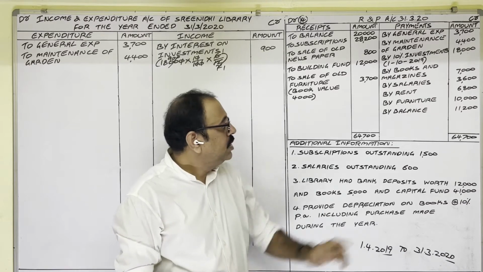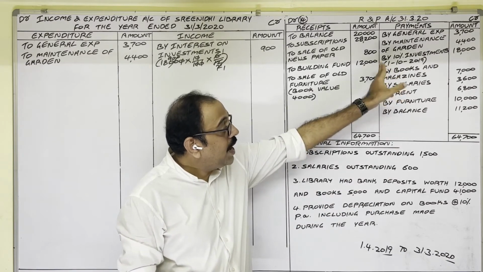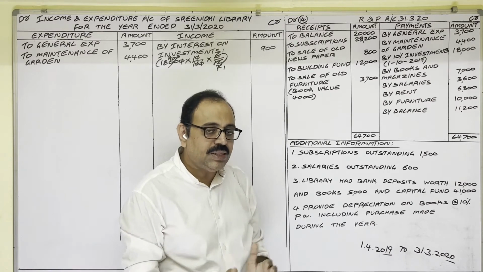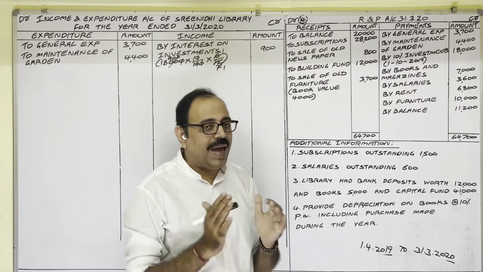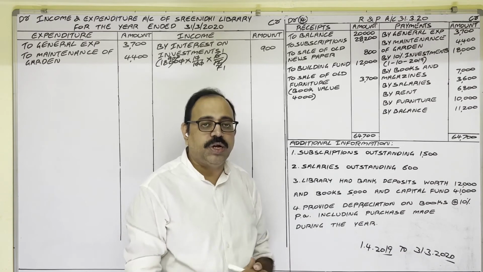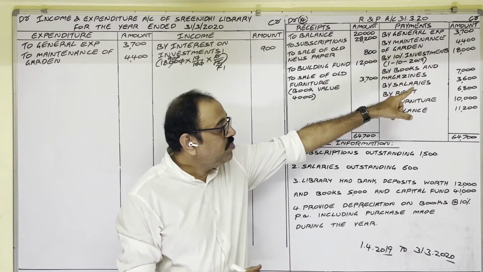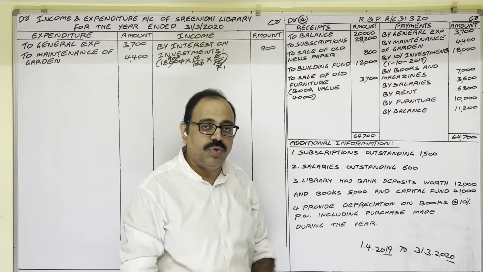But here he is giving books and magazines. Both they purchased. If books are purchased, capital expenditure. If magazines are purchased, revenue expenditure. But both are given. So in 7,000, books value, magazines value separately we don't know.